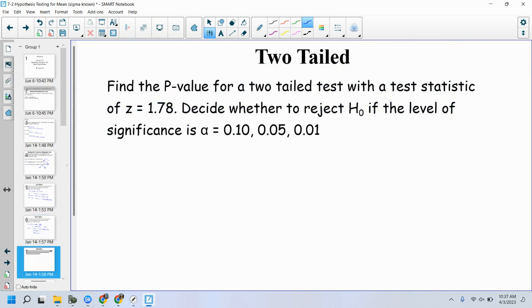All right, so that's left tail, right tail. Let's talk about two-tailed then. This is when it starts to get a little murky, when the water starts to get a little bit more cloudy. Find the p-value for a two-tailed test with a test statistic of 1.78 and decide whether to reject the null if the level of significance is alpha 0.1, alpha 0.05, and then alpha 0.01. So we're keeping the alphas the same. We're just changing up the test statistic. Now it's 1.78.